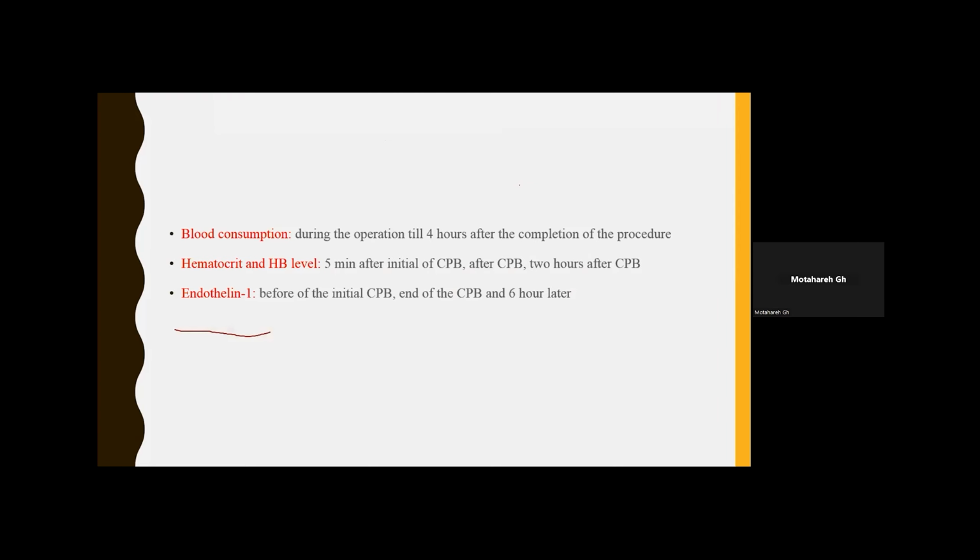In this study, blood consumption was evaluated during the operation and up to 4 hours after the completion of the procedure. Hematocrit and hemoglobin level were recorded 5 minutes after initiation of CPB, after CPB, and 2 hours after CPB, and the amount of endothelin before the initiation of CPB, at the end of the CPB, and 6 hours later will be recorded in both groups and will be compared together.